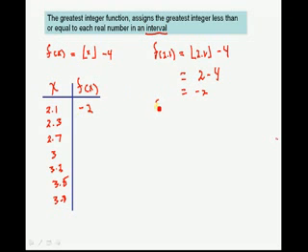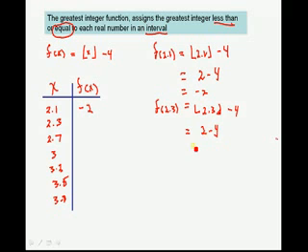Let's take a look at f of 2.3. We did this in the previous video, but just in case you didn't watch it, we'll do it again. 2.3 minus 4. What is the greatest integer function for 2.3? We've got to find the greatest integer less than or equal to each real number. The real number is 2.3, and the greatest integer that is less than that is, again, 2. 2 minus 4 is equal to negative 2. So f of 2.3 is negative 2.